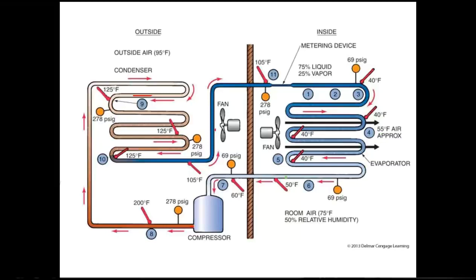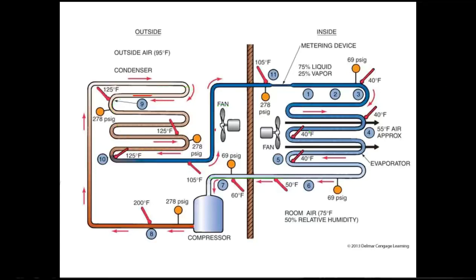Here are copper lines. They pass through the wall. They go out to the outdoor unit, which is the condenser. And this is what sits outside your home. Here's the condenser fan. Here's the condenser coil. Everything else has been removed from this diagram to help us get a better idea of the refrigeration cycle.